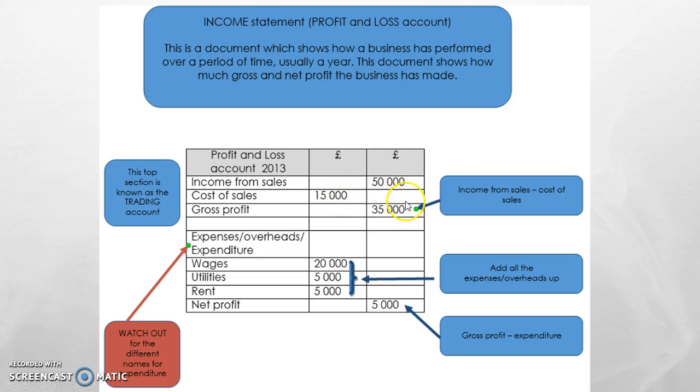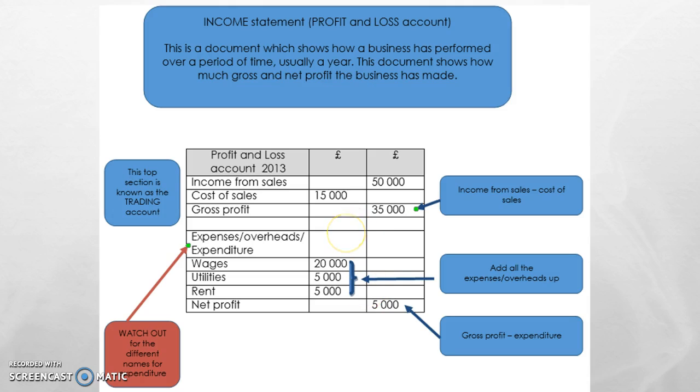So in this case, we end up with a gross profit of £35,000, which is pretty good. The difference between this figure and this figure leaves quite a healthy profit. What we see then is this £35,000 of gross profit falls away quite quickly to leave us with our net profit, which is £5,000.